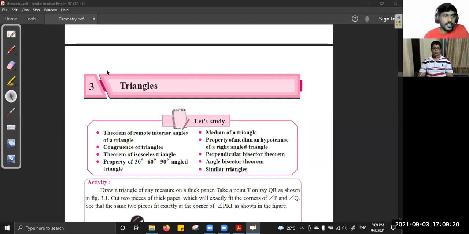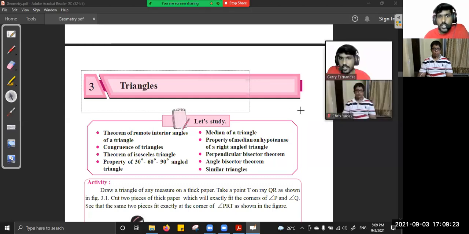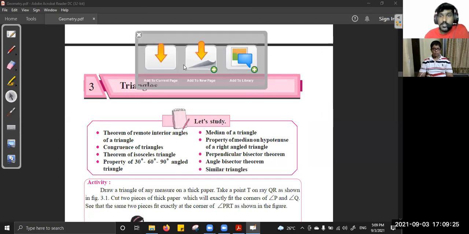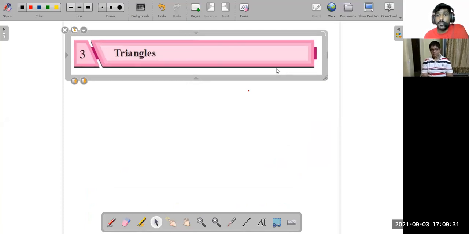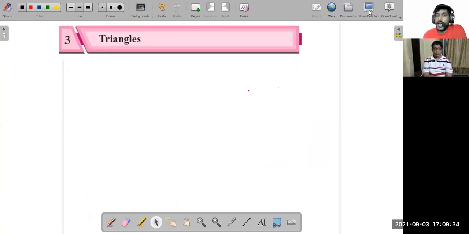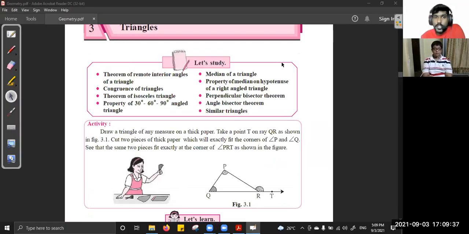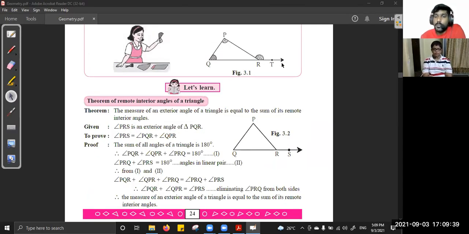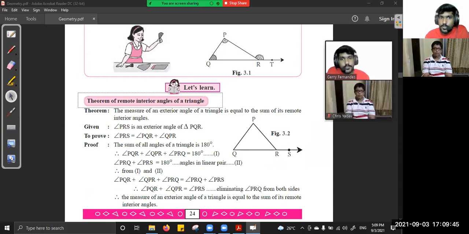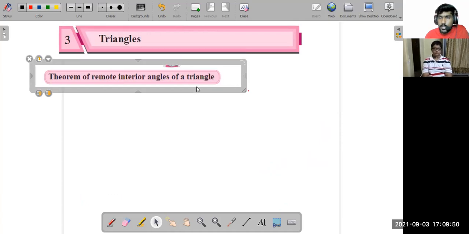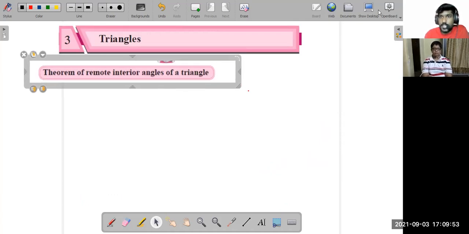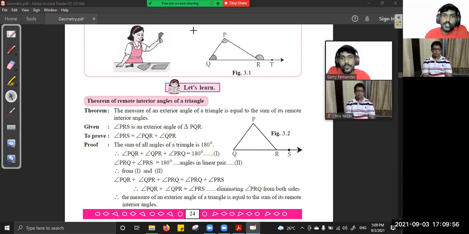Okay, so we'll start with triangles. This chapter is all about triangles and mainly properties of triangles. There are several properties of triangles, and under that, the very first and very important property is the theorem on remote interior angle. We'll not do the proof, we'll just do the application part and what this theorem says. The proof is not that important, but the result of this theorem is very, very important. Now, before that, understand what a remote interior angle is.